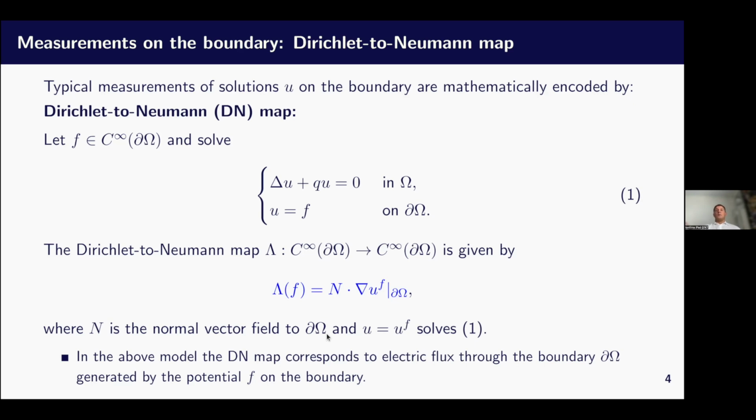Physically, the Dirichlet-Neumann map, which I will abbreviate by DN, corresponds to the electric flux which goes through the boundary of omega, which is generated by the potential f on the boundary. So if f is positive on one side of omega and negative on the other side, there will be a current, and this Dirichlet-Neumann map measures how much of this current goes through the boundary. So this is the Dirichlet-Neumann map.